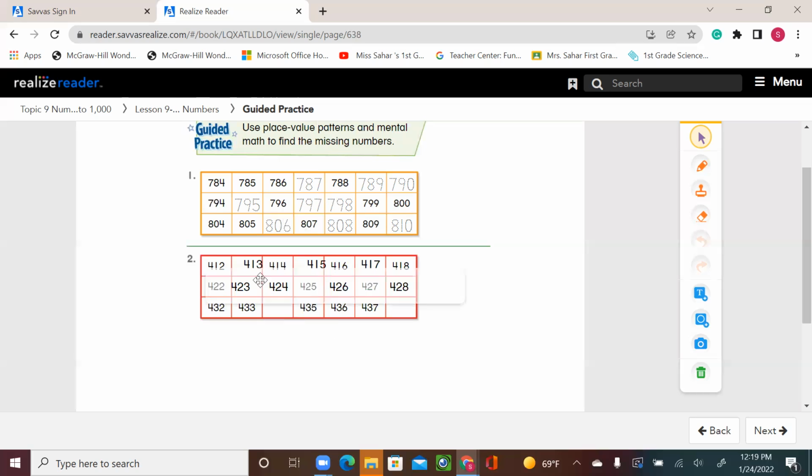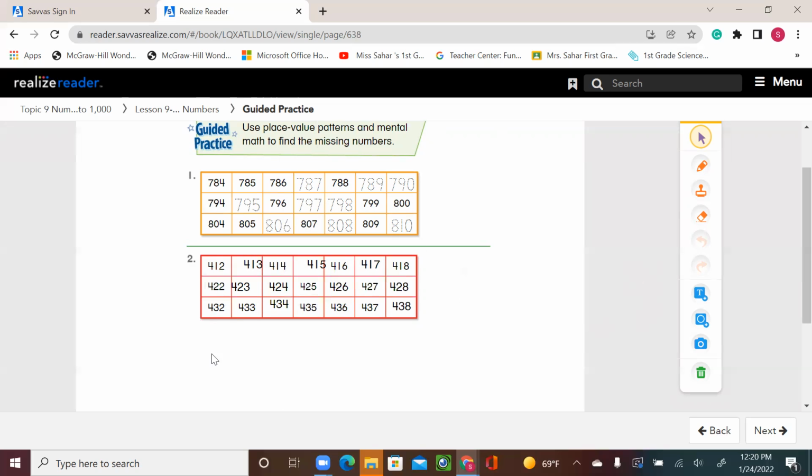Let's do the last row and then look at our tens. All right, so we have 432, 433 comes after, 434, very good. And 435, 436, 437, and then the last empty box, or square, is 438. Okay, now I filled my 100 chart, or the part of the 100 chart.